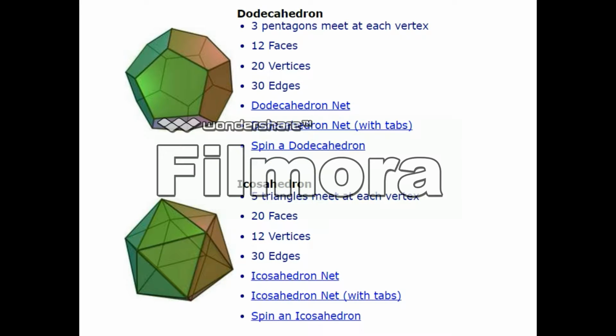The 2 bigger types of platonic solids are the dodecahedron and the icosahedron. The dodeca has 3 pentagons meeting at each vertex. It has 12 faces, 20 vertices, and 30 edges. The icosahedron is not about pentagons, it's about triangles. And because of this, it has 20 faces, 12 vertices, and 30 edges.